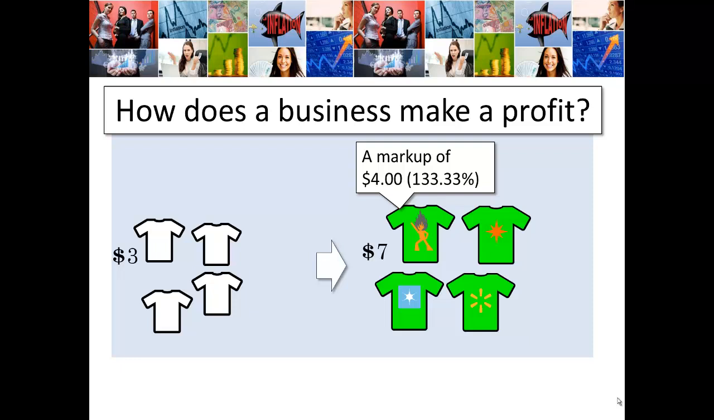Now, costs typically fall into the general categories of direct labour, materials and overheads. There will be a markup on the components that are bought in and used for production. In this case, t-shirts are bought in at $3, some work's done to them, some printing, and there's a markup of $4 because they're being sold at $7. So we say that's a markup of 133.33%.